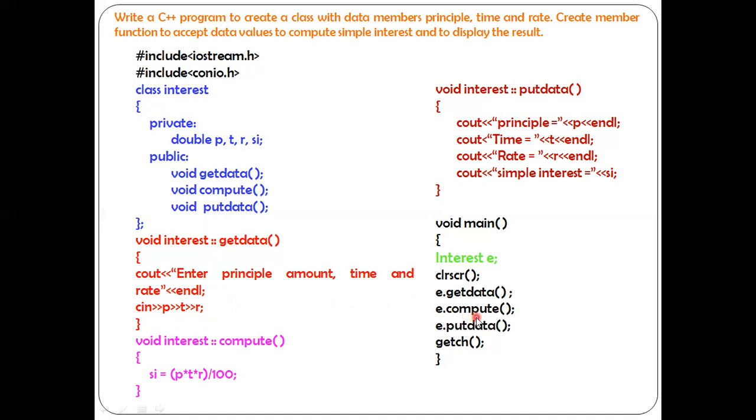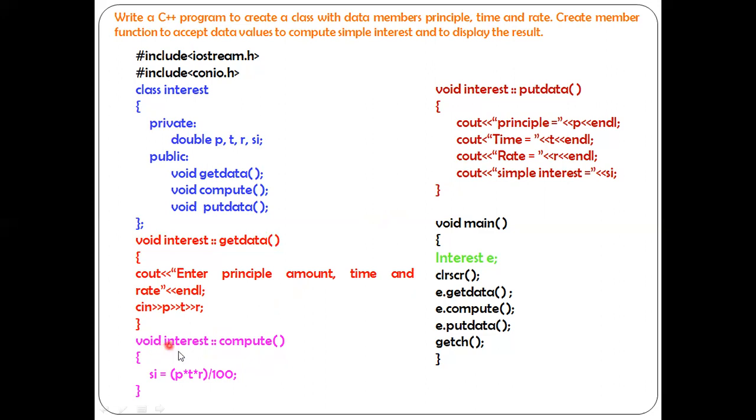So E dot compute. E is a user defined object. Dot is a member access operator. Compute is a member function. No arguments at all. Directly it goes to the compute member function, which is marked with a pink color. Void represents that this compute member function does not return any value.